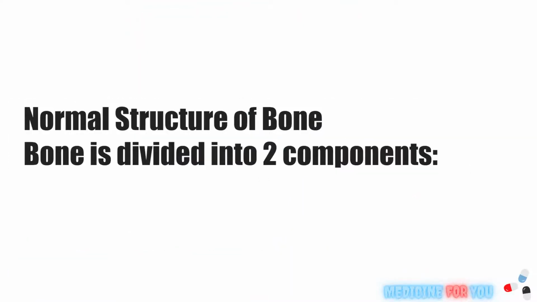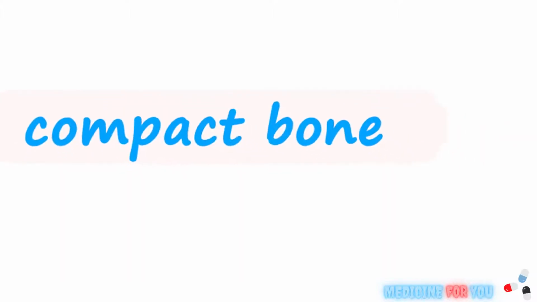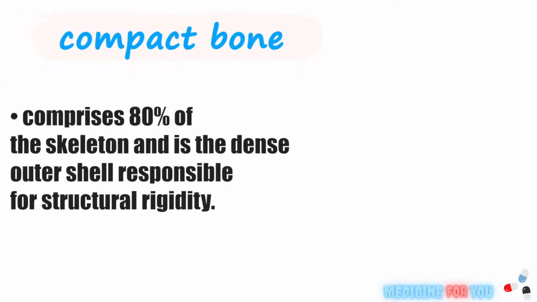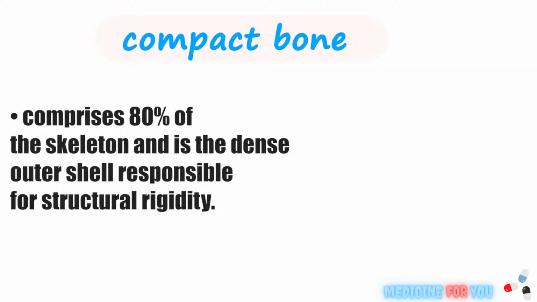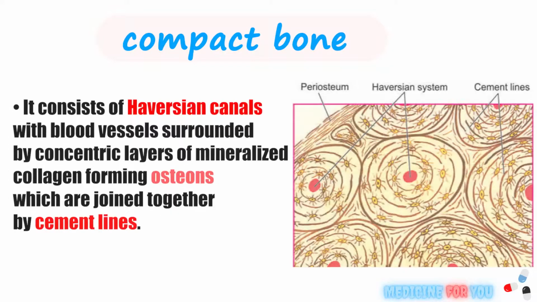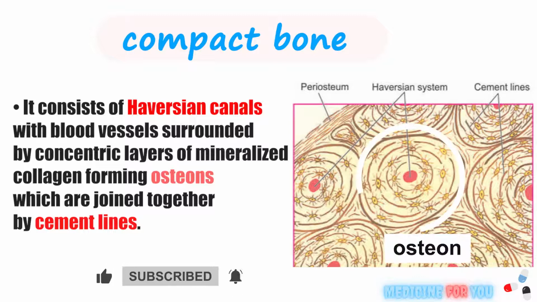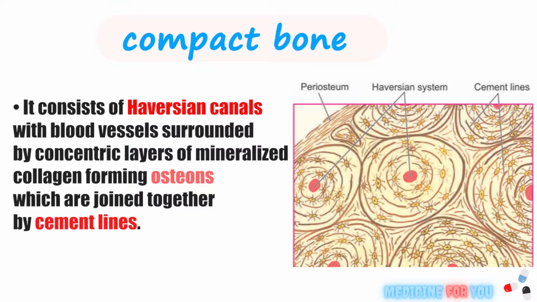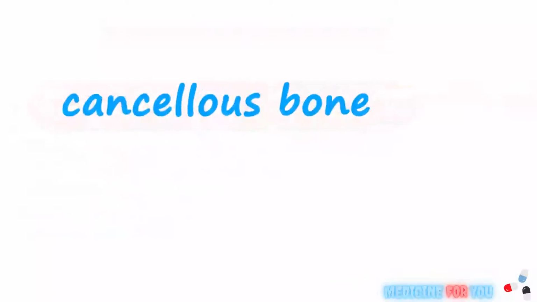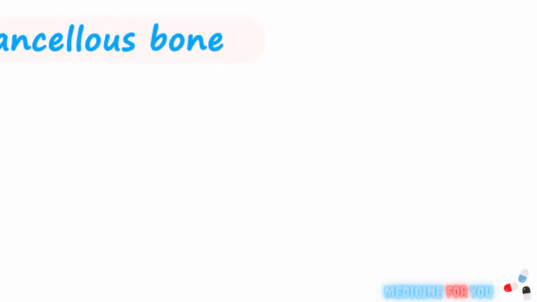Normal structure of bone. Bone is divided into two components. 1. Cortical or compact bone comprises 80% of the skeleton, and is the dense outer shell responsible for structural rigidity. It consists of haversian canals with blood vessels surrounded by concentric layers of mineralized, collagen-forming osteons, which are joined together by cement lines.